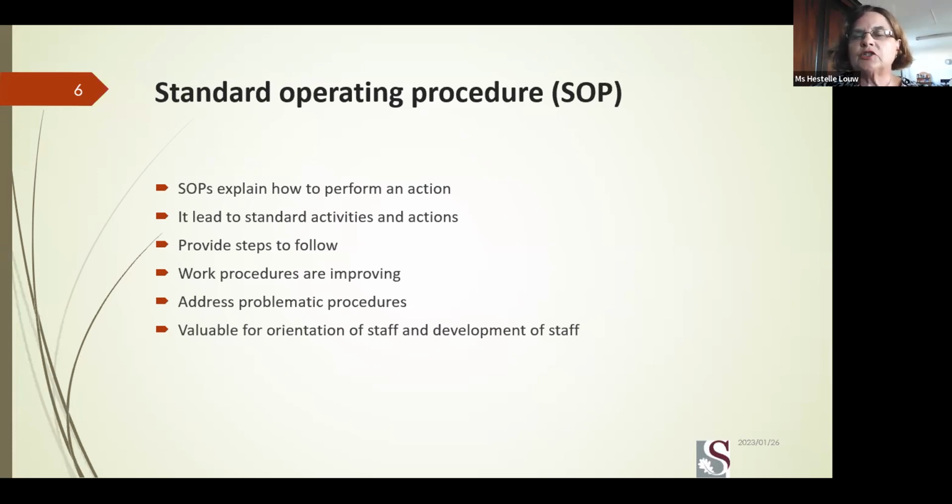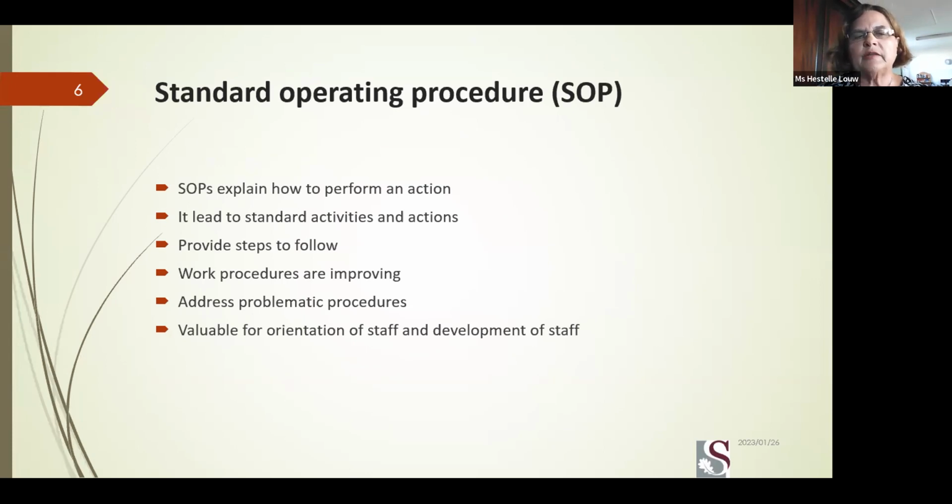No patient should experience that. It should be standard activities and the actions must be the same, and the patients can see that. Doesn't matter who's doing the wound care, it's exactly the same. They're following the principles, they're following the same procedure. And then provide steps to follow.